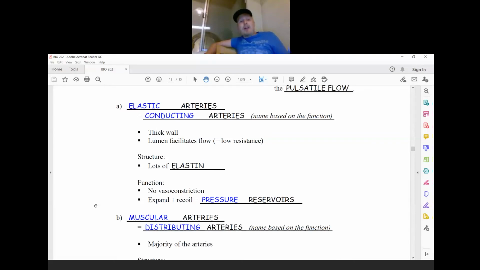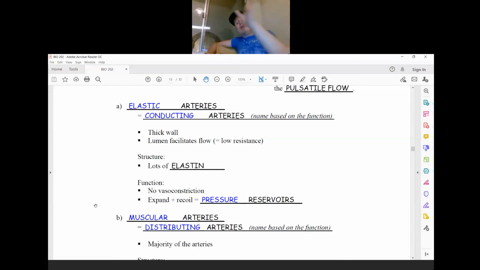They contain a lot of elastin, which is a clue about their name. And really, we don't end up finding vasoconstriction happening within the elastic arteries. They do expand and recoil as the blood is at this point very pulsatile. And in that sense, they kind of become pressure reservoirs. So over time, because they do that, the pressure becomes more even in other parts of the arterial network.